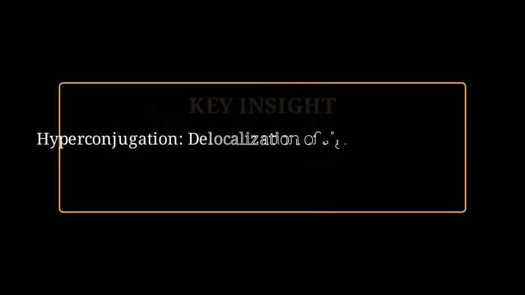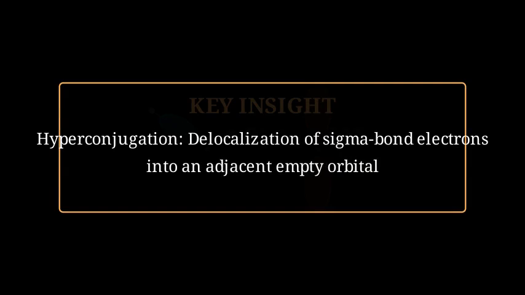But here is the key insight. Hyperconjugation is the stabilization that comes from delocalizing electrons from a filled sigma bond into an adjacent, empty, or partially filled orbital. It's the invisible support system of the molecular world.